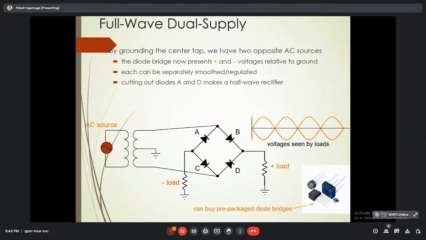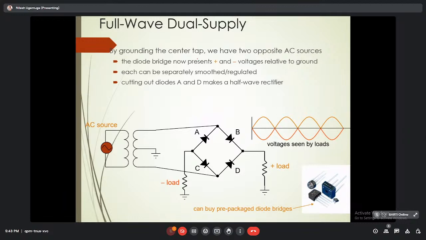You can see here that you can buy pre-packaged diode bridges. Here we are using four different diodes, but nowadays the diodes are packed together like that, and that is mostly preferred instead of using four separate diodes.